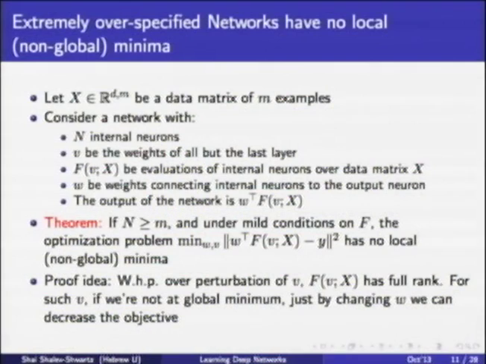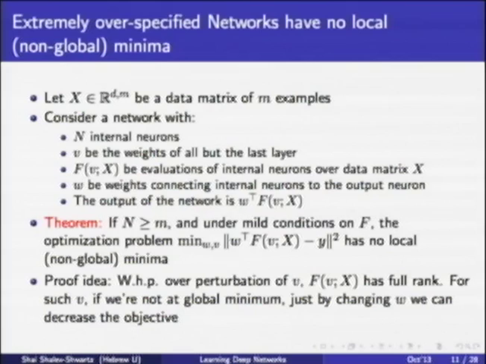So this is promising because then we can just apply any gradient descent algorithm and find some local minima, and then we know that we also have the global minima at hand. And the idea of the proof is first to show that with high probability over small perturbations of the parameters V, the matrix F V over X has full rank. This means that the points in which F has full rank are dense. And then if you are in such a V, then you can just play with W, the weights of the last layer, and you can find the direction that will decrease the objective. Meaning that if you cannot find the direction, you must be in the global minimum. Okay?